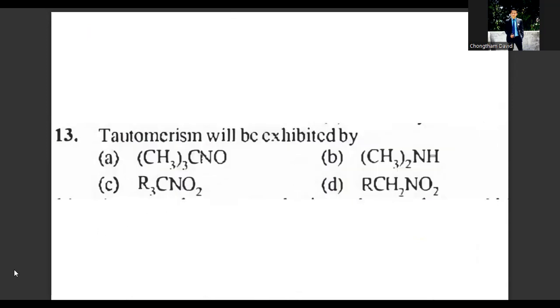Tautomerism will be exhibited by which of the following? The nitro compounds having alpha hydrogen show tautomerism. I will write the structure of one nitro compound here, a primary nitroalkane. So tautomerism can be shown.